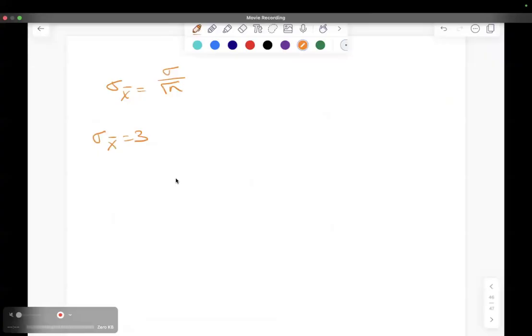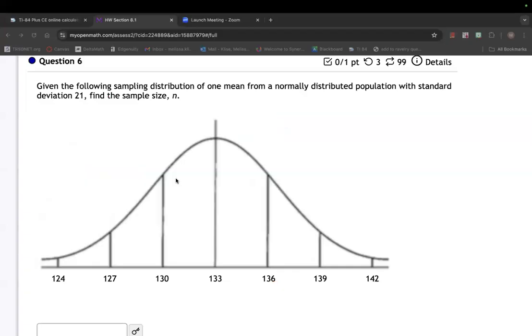My sigma, is that 12 or 21? 21 is 21 right there. So therefore, I put it into the formula. Now, just use algebra to solve for n. Just use your algebra. And you just solve for n. Okay, so my sample size is 49. I better have gotten that.